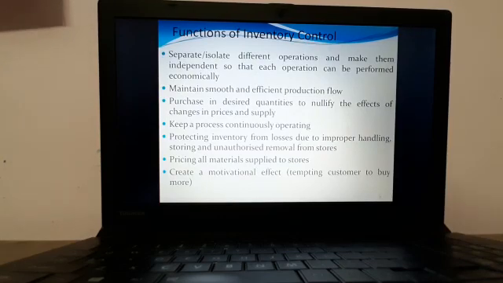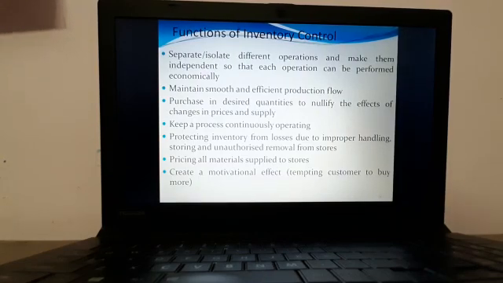Now, the major point is that the process will be continuously operating. There will not be any stoppage of the production process because we are getting uninterrupted material flow as well as capital flow. That is why the process will be continuous throughout.